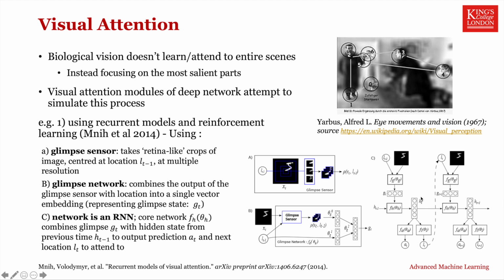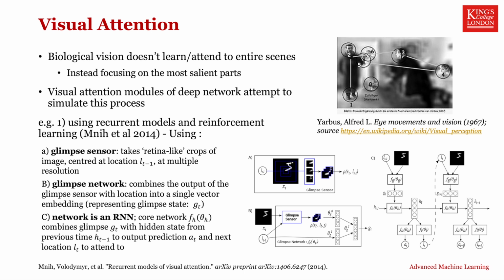For example, this image demonstrates the objects attended to in the first 2 seconds of a person viewing a picture of a scene, taken from a 1967 study by Alfred Yarbus. So one of the first examples of incorporating visual attention mechanisms was therefore proposed by a Google team in 2014.